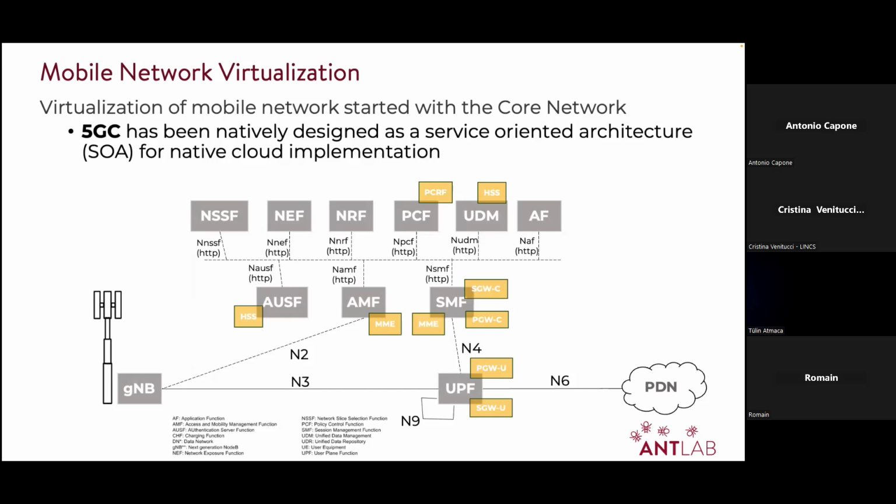You also have a very much simplified architecture in the data plane, with the gNodeB directly connected to the user plane function, and all the rest being part of the control plane, with different small little functions that are implemented in different components of the core network. And basically all the commercial solutions that you have on the market at the moment are based on this approach, and they are truly cloud native solutions.